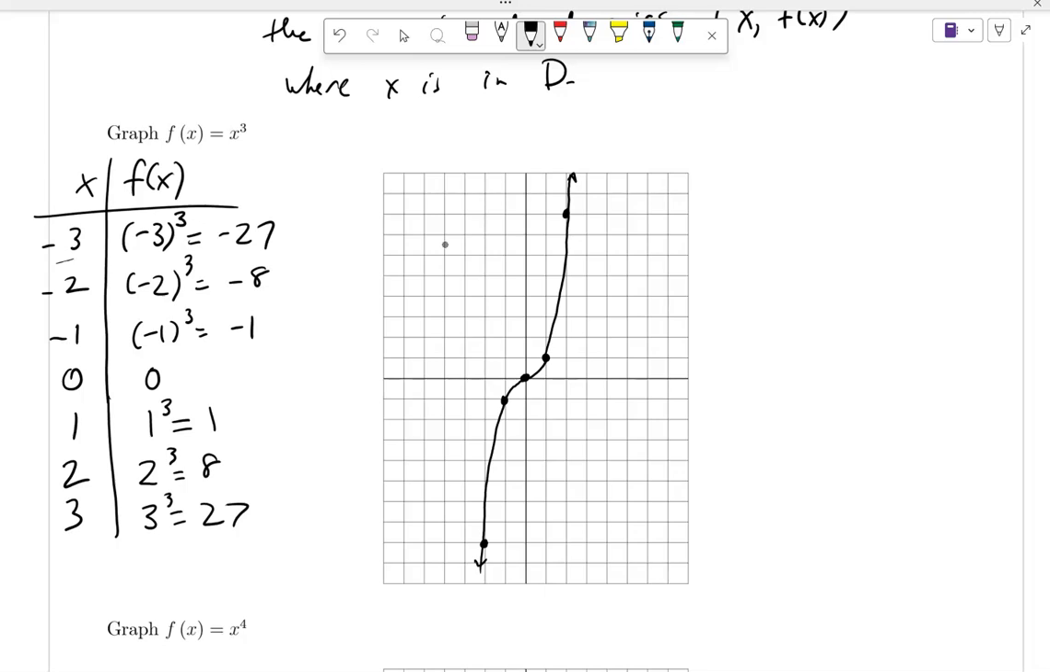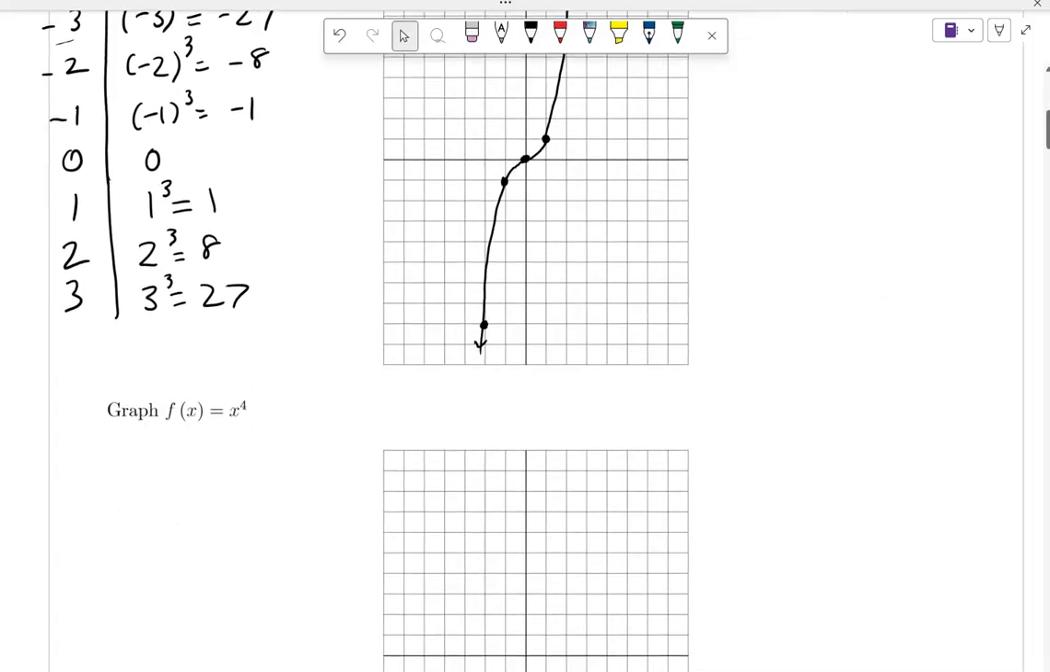And again, the idea here is to help us get a library of functions, what these things look like. So one of the things that you might want to think about is this basic shape, this S-shaped curve. Notice it's going from lower left to upper right. And notice that our power here is a 3 in this case. Okay. Let's look at the next one, where we've got x to the 4th.